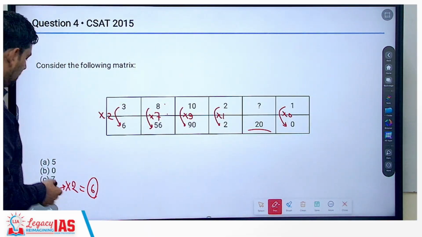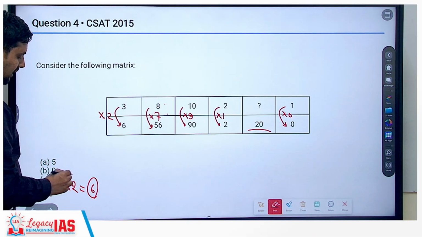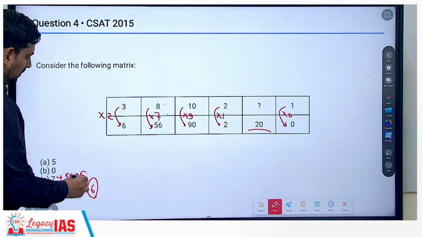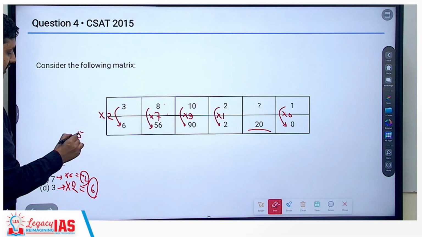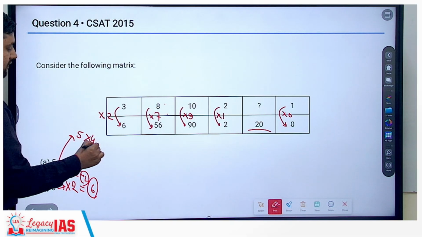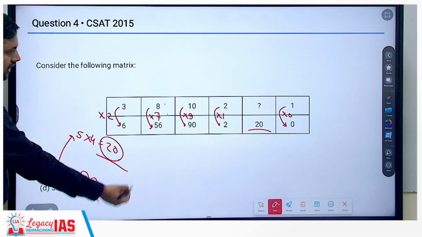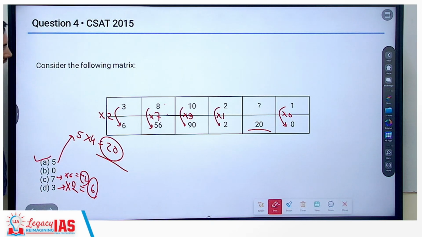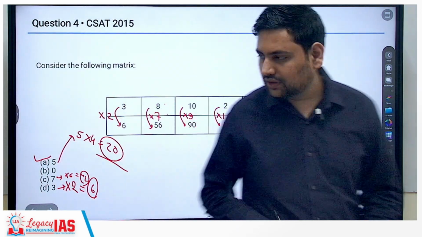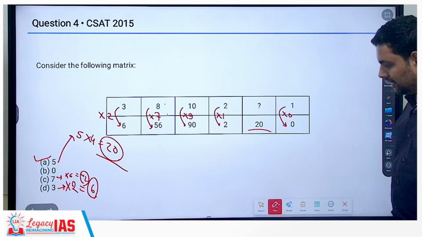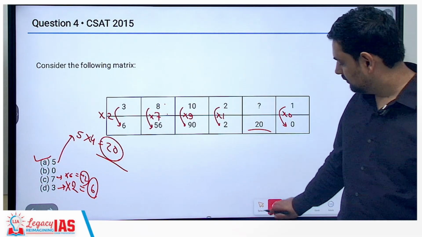Correct? So similarly, you can eliminate 7 also, because 7 into 6 will give you 42. Now see 5. So 5 into 1 less than 5, so 5 into 4 gives you 20. So that is why the answer is A, 5. Understood? Then next.